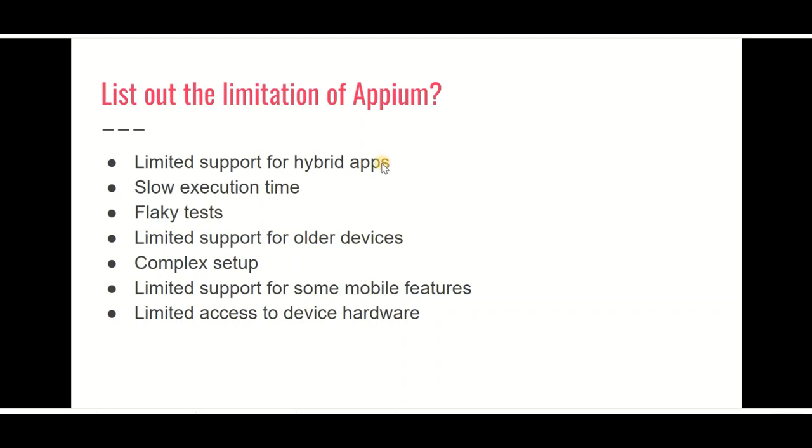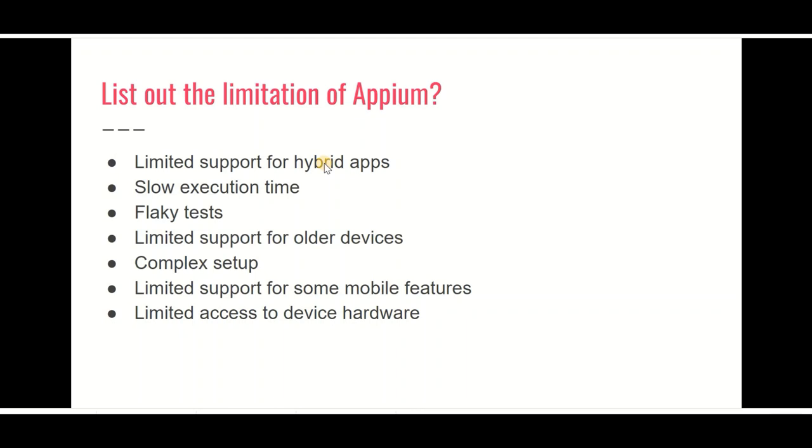Appium supports both native and hybrid mobile applications, but it has limited support for hybrid apps that use web views. It means Appium cannot access the content of the web views directly, as they are rendered within a separate process or context from the main native app. To address this limitation, Appium provides a way to switch the automation context from the native app to the web view.